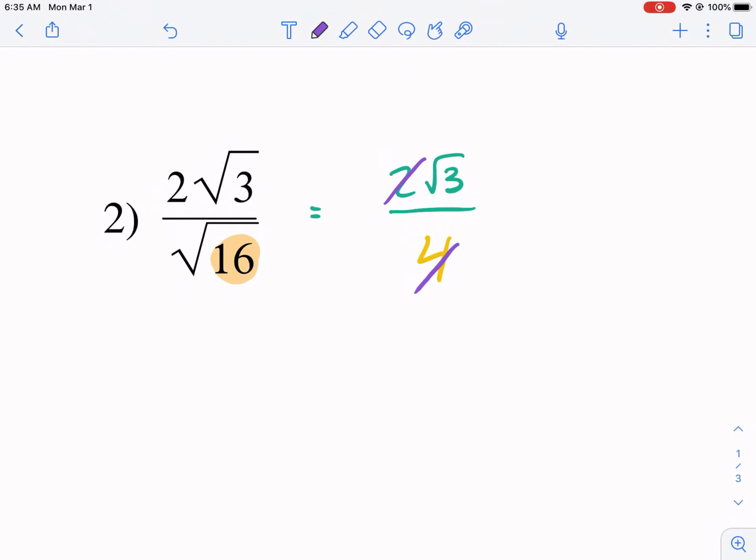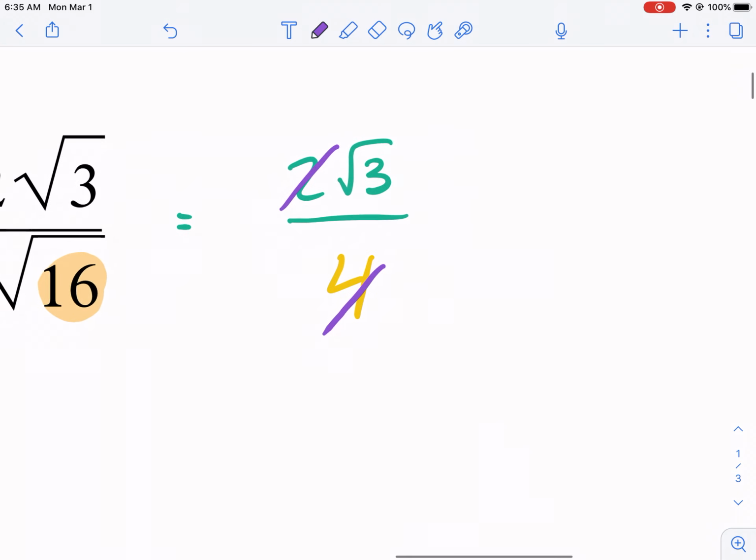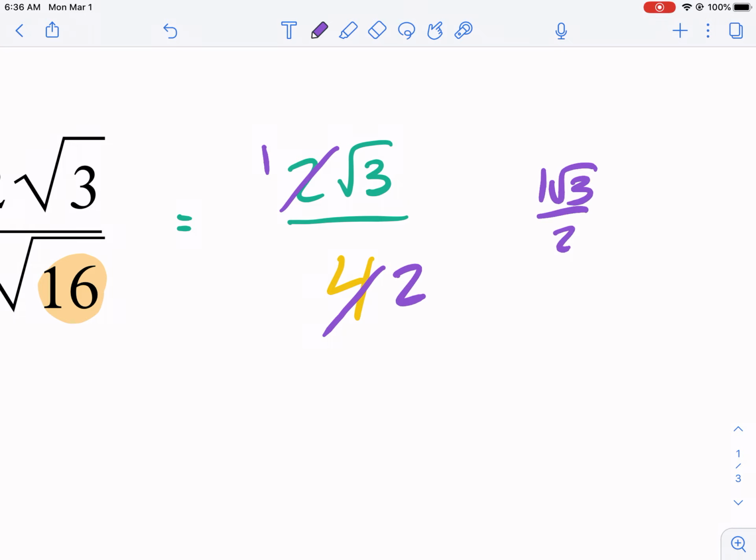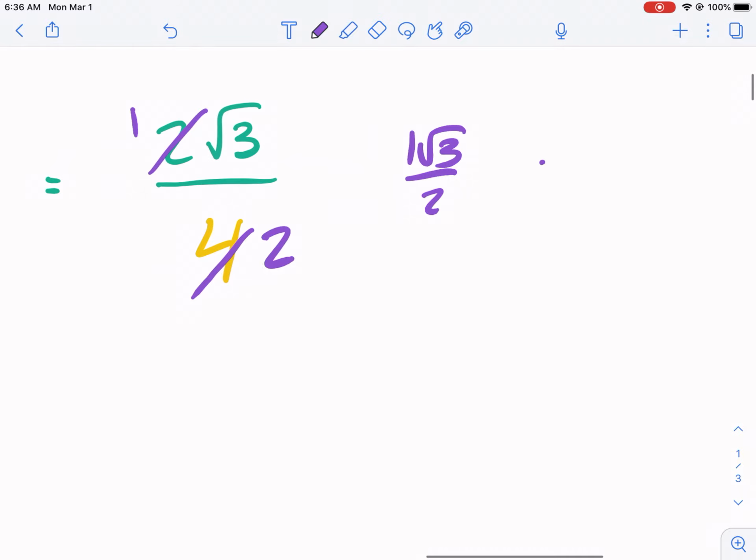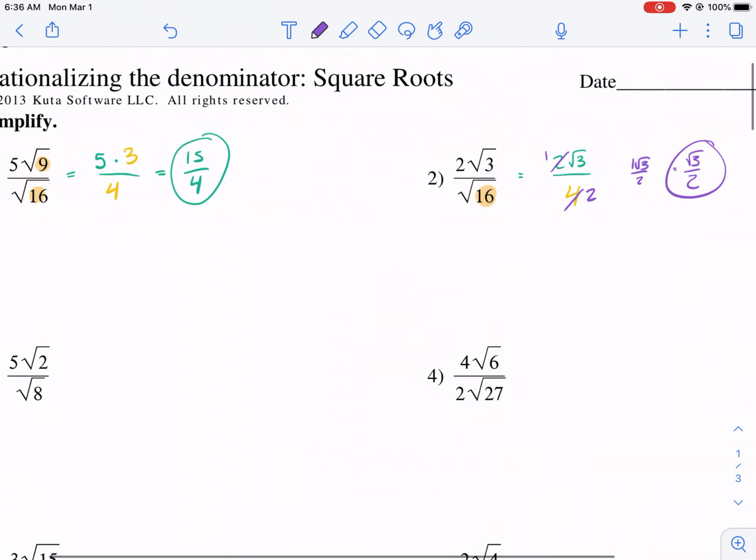But you can reduce your numbers in the top and bottom just like before. 2 goes into 2 one time, 2 goes into 4 2 times. So it's 1 radical 3 over 2. You don't need to write the 1. It becomes square root of 3 over 2, and that's our answer.